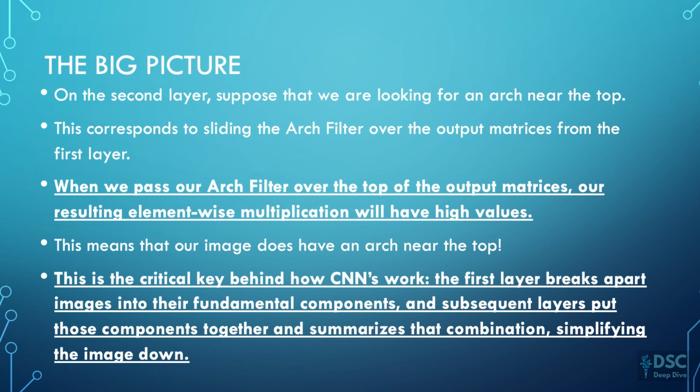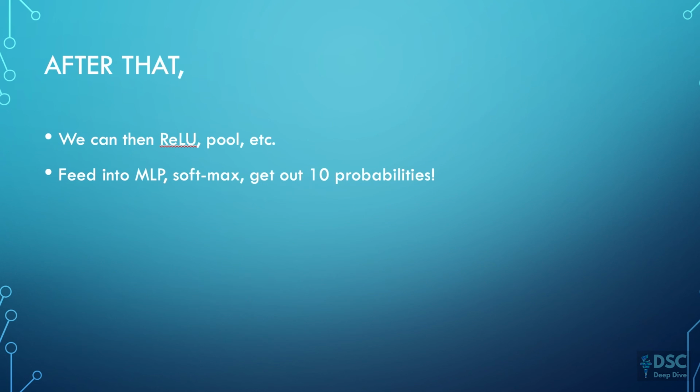And essentially, this is the critical key behind how CNNs work. The first layer breaks apart images into their fundamental components, and subsequent layers put those components together and summarize that combination, simplifying the image down. Afterwards, we can then apply ReLU, pooling, etc. After this is done, we're ready to feed it into our multi-layer perceptron, and we get out 10 probabilities, one corresponding to each digit. If the digit with the highest probability matches the actual label of the digit, we're accurate. And that is part 1 of CNNs. In the next part, I will go into the technical details of how convolutional neural networks work.